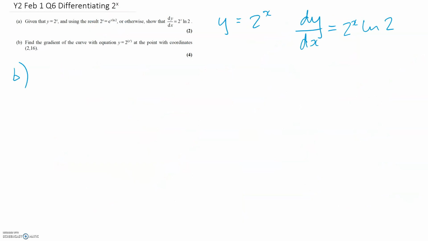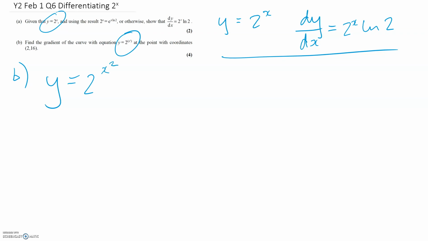In part B, you can see what we start with is similar to what we had in part A. I've written the result from part A at the top here, on the top right. So we know that when we have y equals 2 to the x, when you differentiate, you get 2 to the power of x ln 2. But what we have to differentiate is y equals 2 to the x squared. So it's slightly different from what we had in part A. We need to differentiate because we're looking at the gradient of the curve.